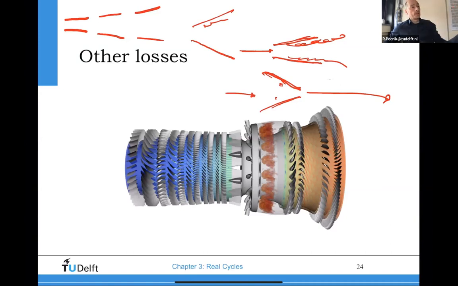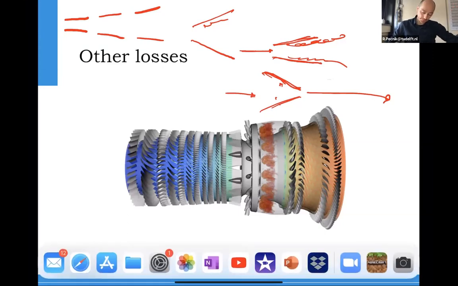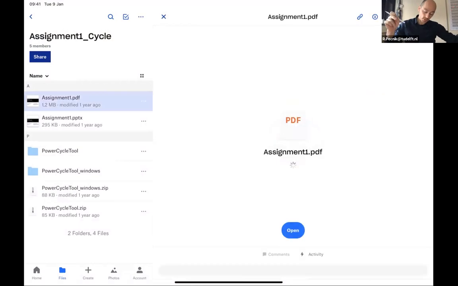But since we have so many compressor stages, you cannot say a priori that if a compressor stage has a certain efficiency, then the final efficiency of the whole compressor will be the same, because you need to use the polytropic efficiency. That's why we have the polytropic efficiency, and that's why we have this homework assignment. And this is the homework assignment.